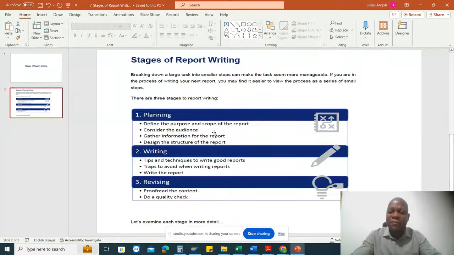Then we gather the information for the report. Then we design the structure of the report. So that's the first stage, which is planning. Basically, all this is in planning.